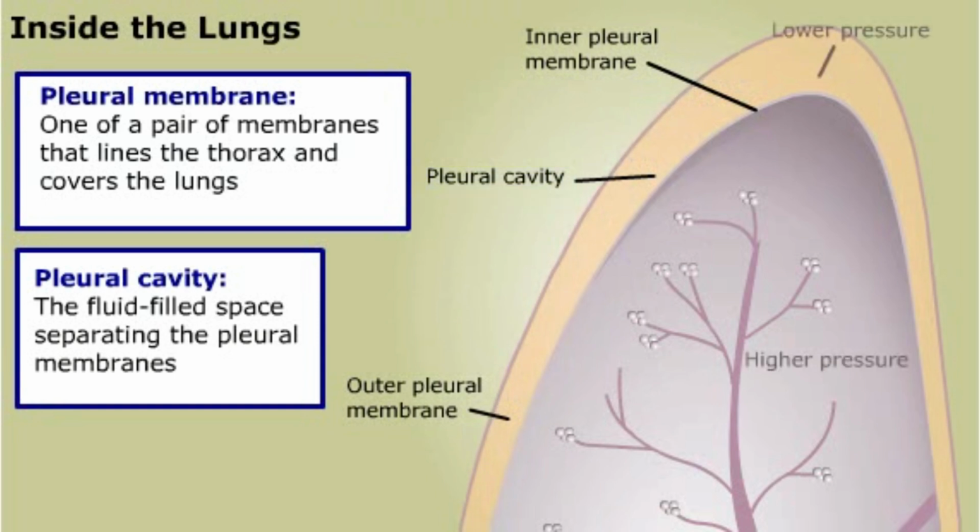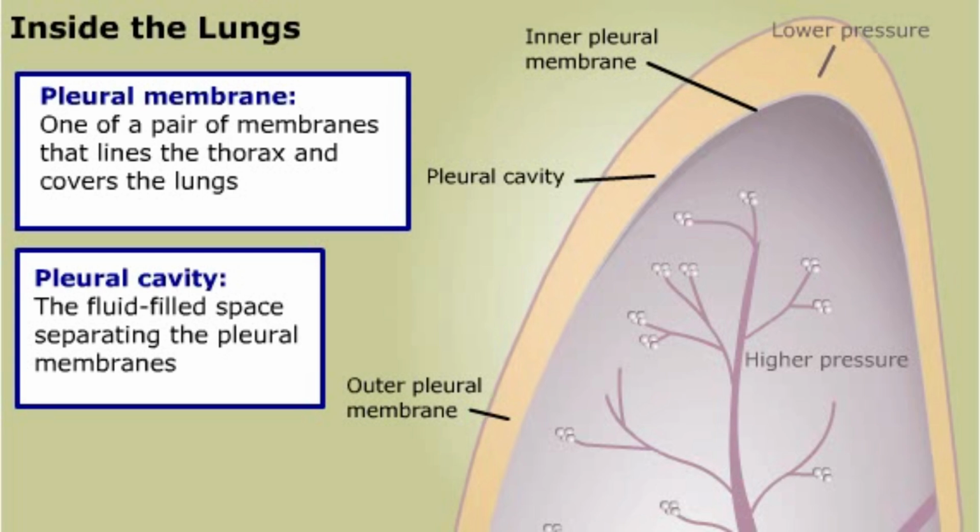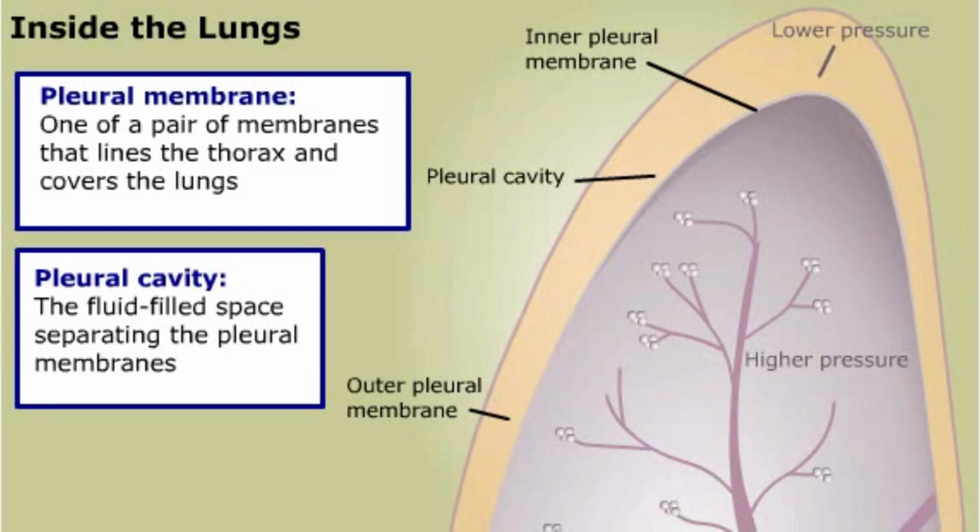The pressure inside the pleural cavity is lower than atmospheric pressure. This ensures that the air in the alveoli, which is at atmospheric pressure, keeps the lungs expanded against the wall of the thorax. If air enters the pleural cavity, the pressure becomes equalized and the lungs would collapse.